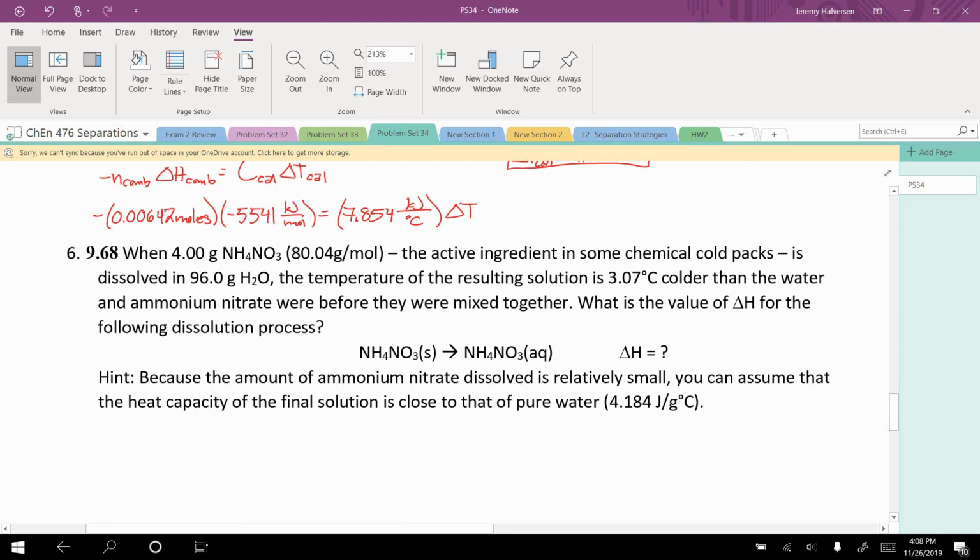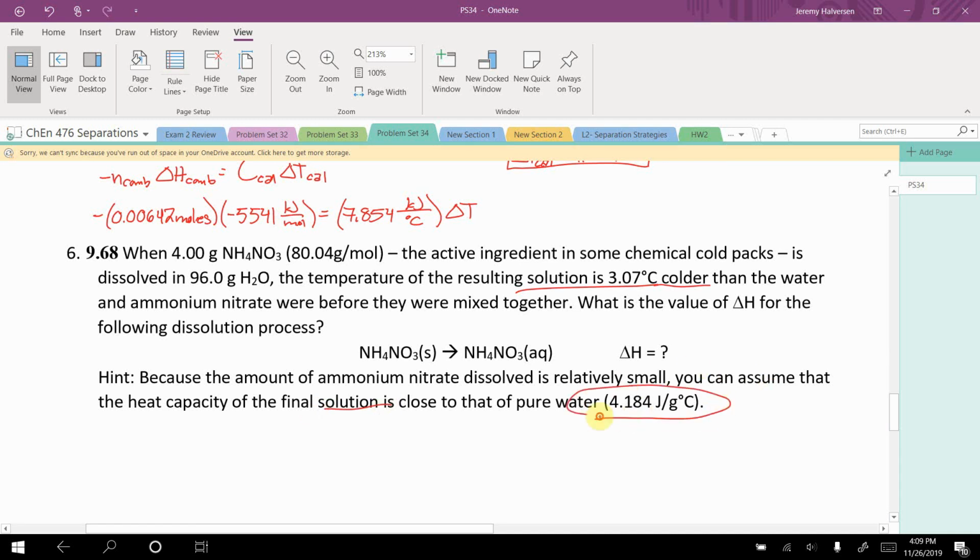Okay, 4 grams of ammonium nitrate, the active ingredient in some chemical cold packs, is dissolved in that much water. The temperature of the resulting solution is that much colder than the water and ammonium nitrate were before they mixed together. What's the value of delta H for the following dissolution process? Then it says you can assume the heat capacity of the final solution is just the heat capacity of water.